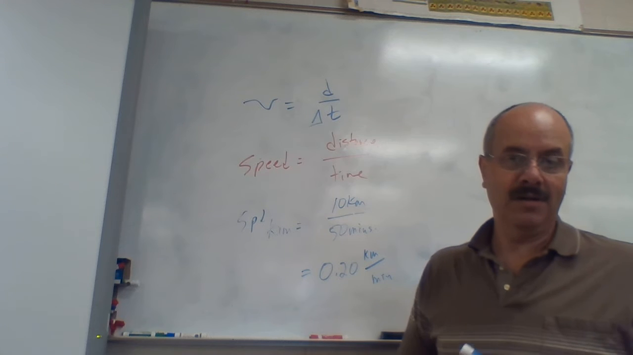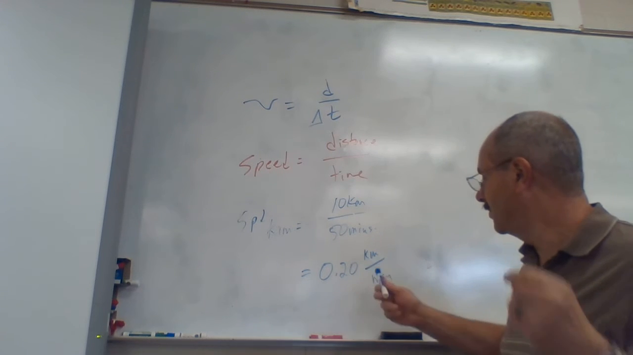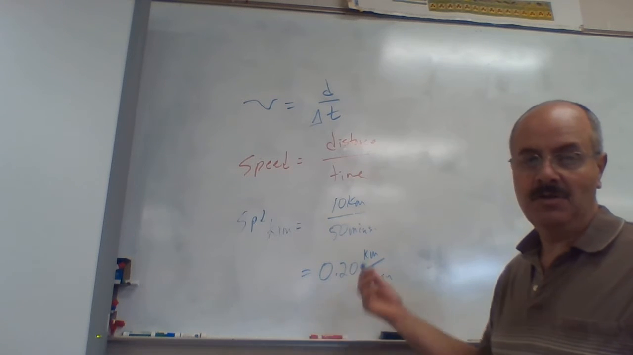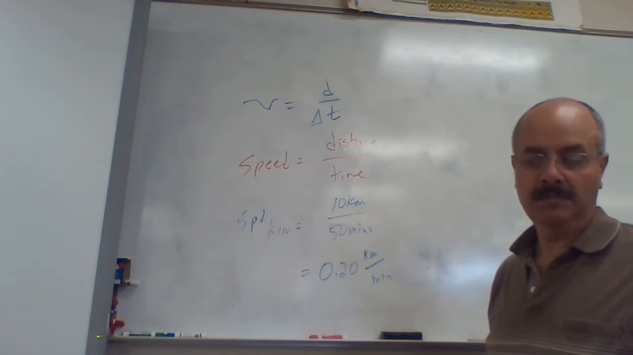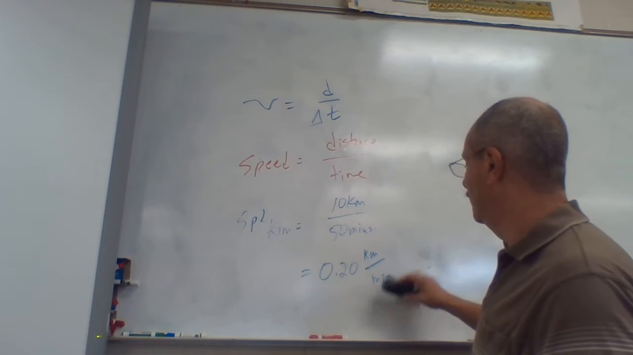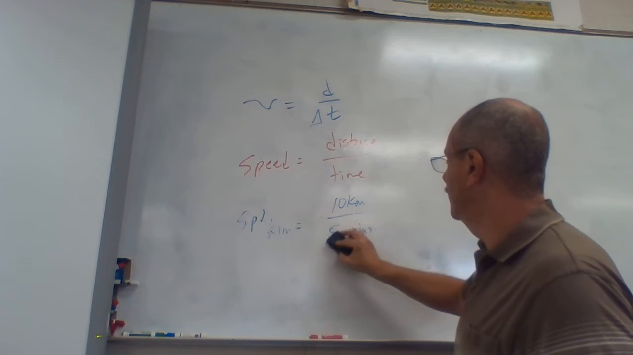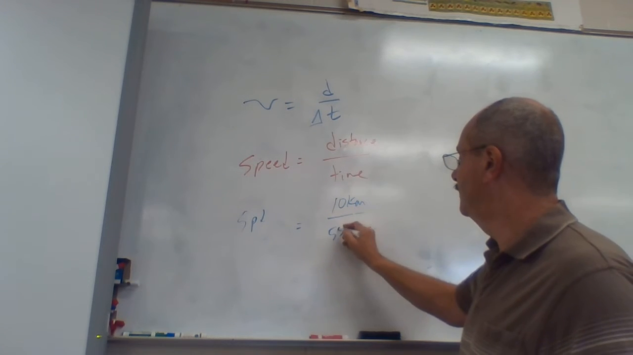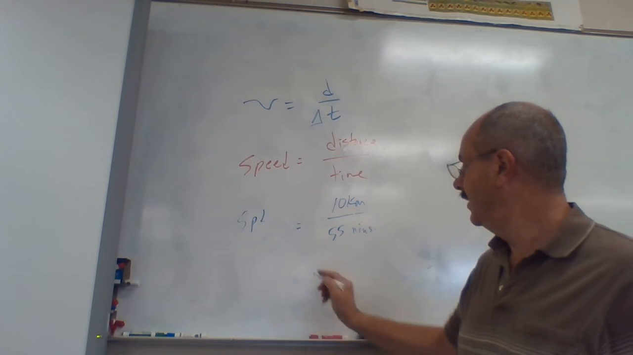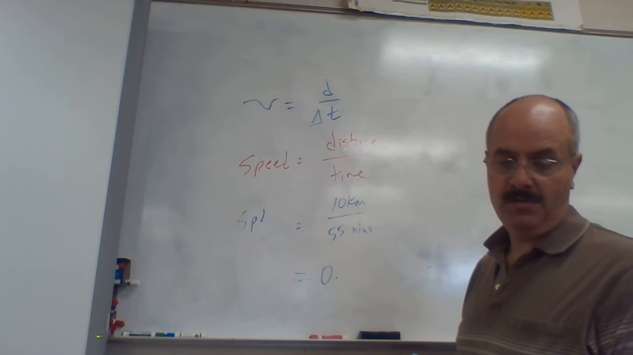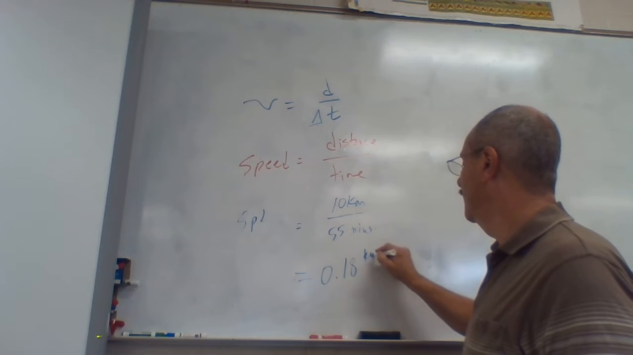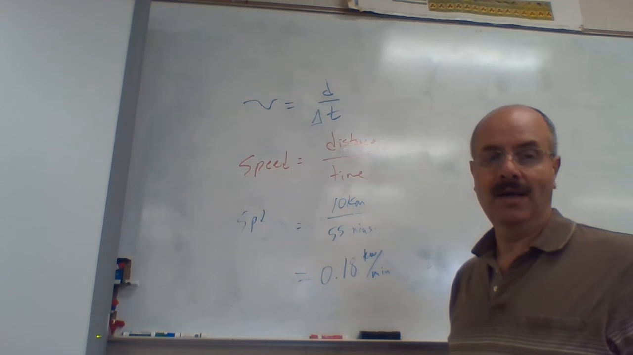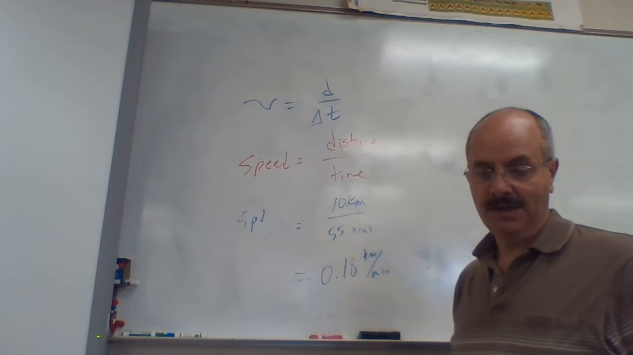Kind of like the idea we did the other day where it was miles per hour. Now it's kilometers per minute. So that's what you should have for her average speed: 0.20 kilometers per minute. Now we go to the next person, which is Sasha. It took her 55 minutes to travel this. If you divide that, you get 0.18 kilometers per minute. So she went 0.18 kilometers every minute while she was riding her bike.